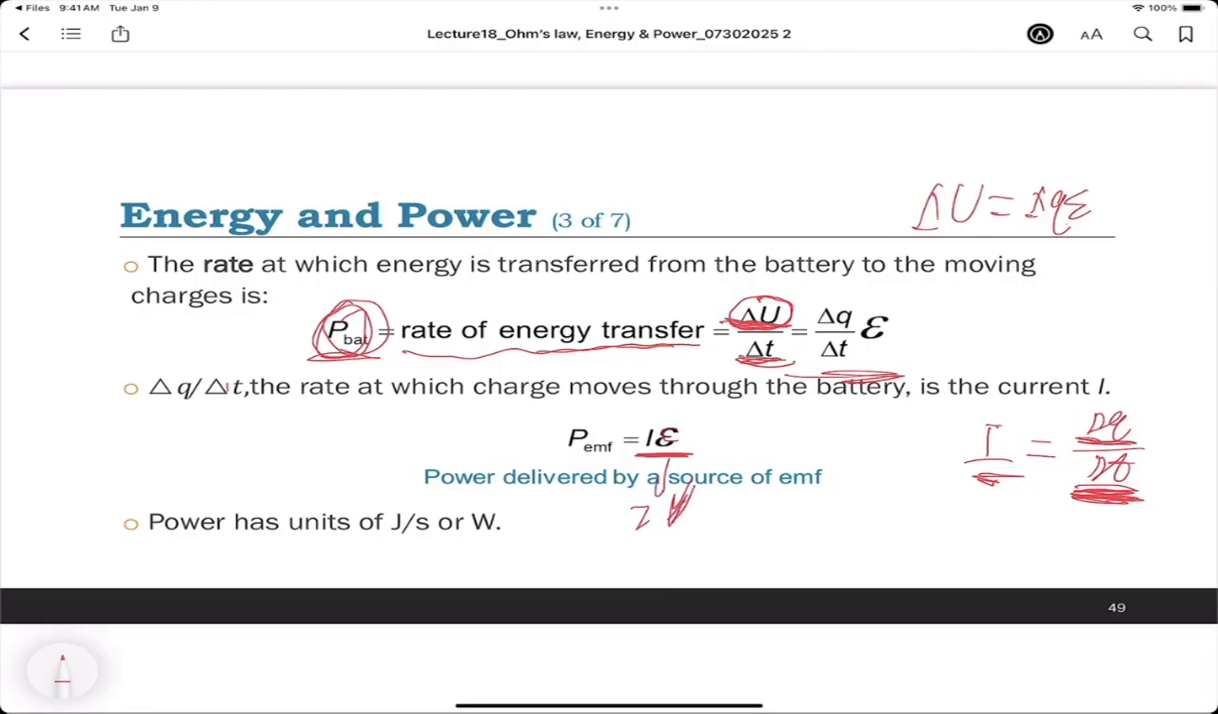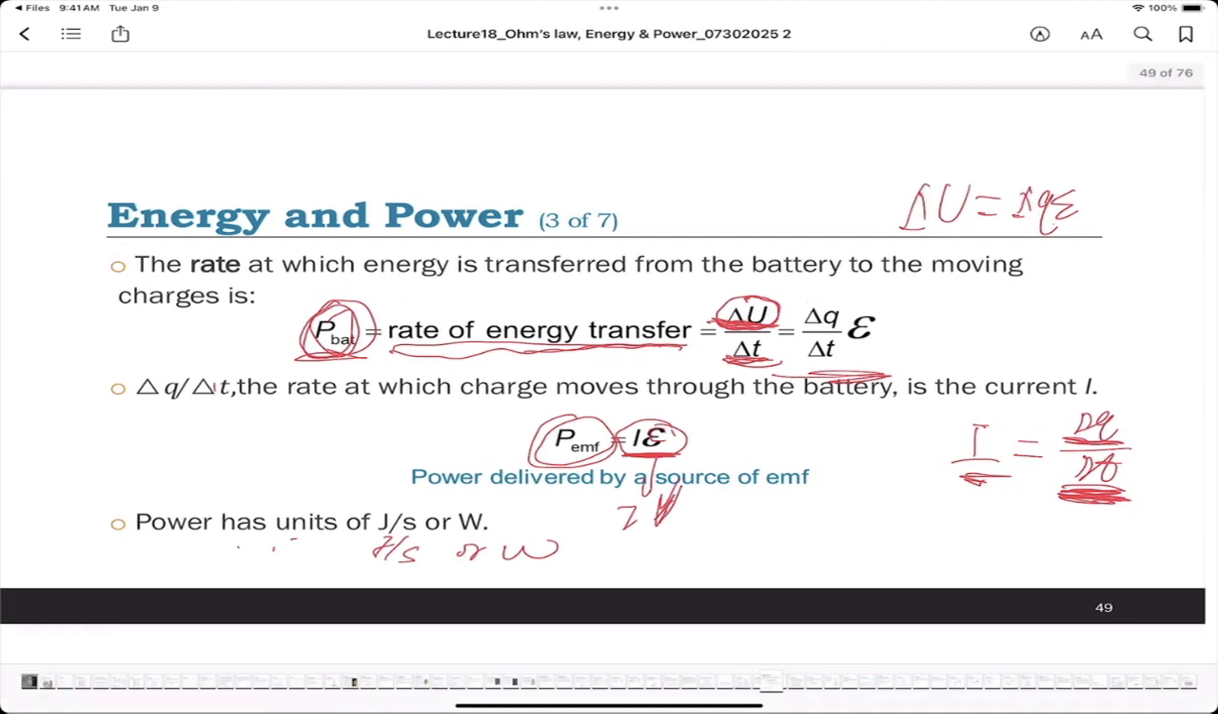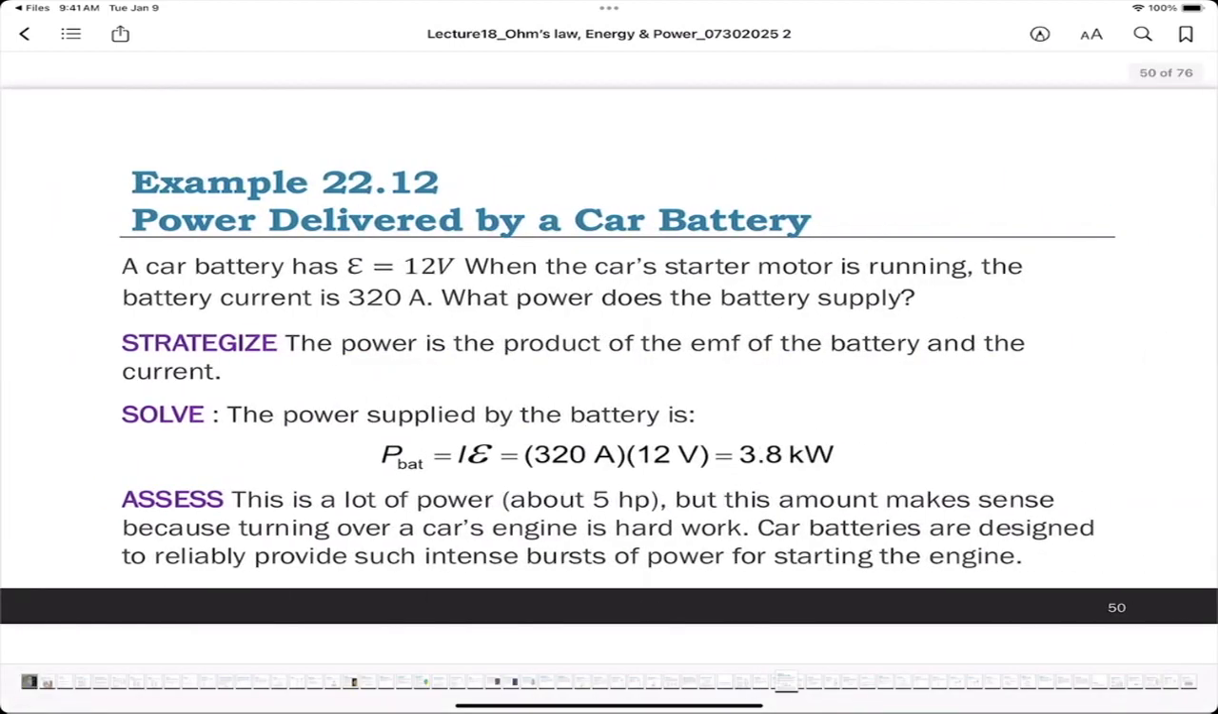Okay, this is what we call power. Actually, power is the rate of energy transfer, and we can use this equation to calculate it. Power has units of joules per second, or watts. Okay, let's talk about an example.